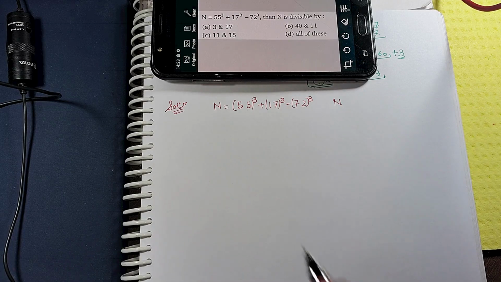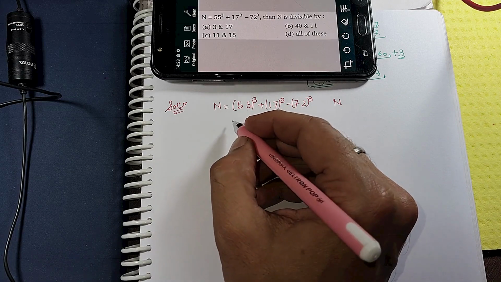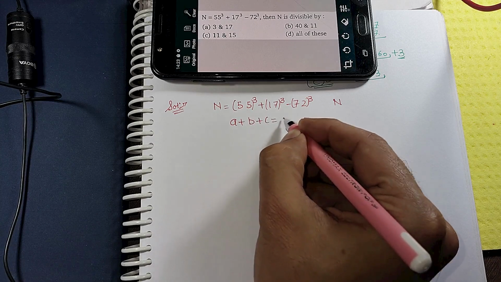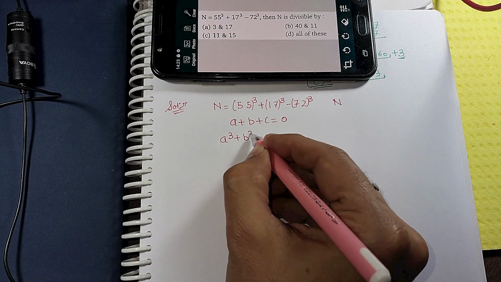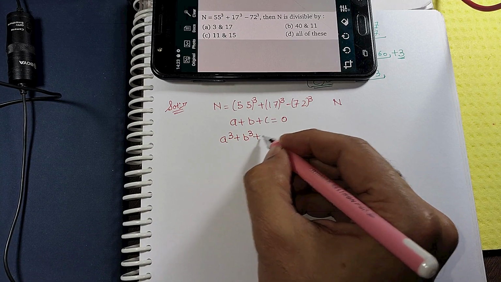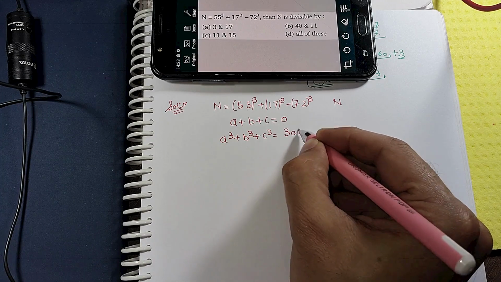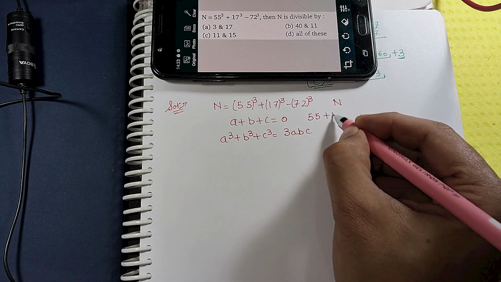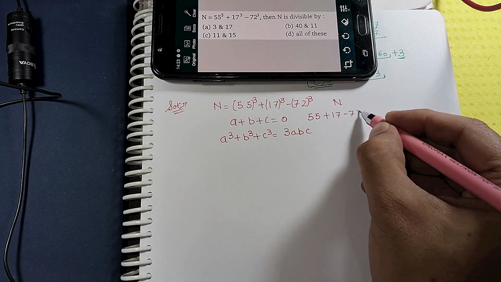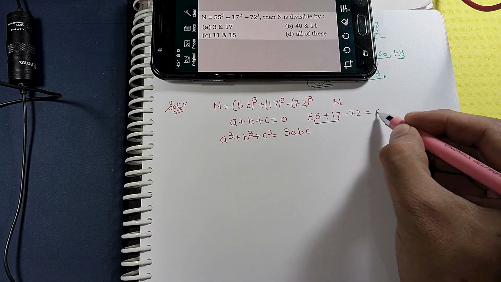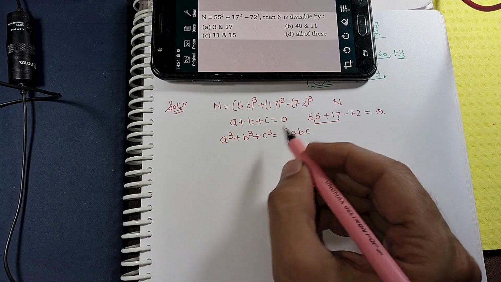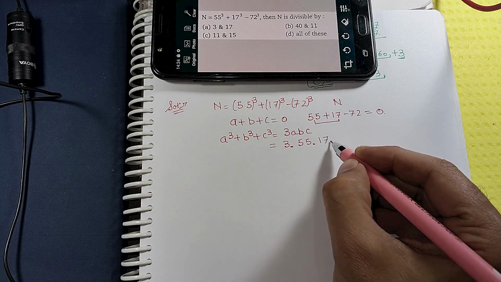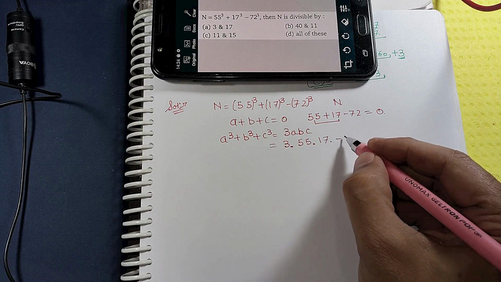Now, we know that there is a property in the case of cubes. If a plus b plus c is equal to 0, then a cube plus b cube plus c cube is equal to 3 times abc. Here in this case, a is 55, b is 17 and c is minus 72. So this adds up to 0. That means this whole expression is equal to 3 times 55 multiplied by 17 multiplied by minus 72.